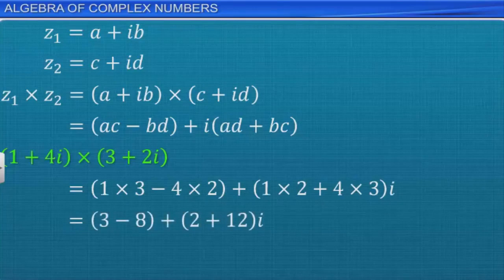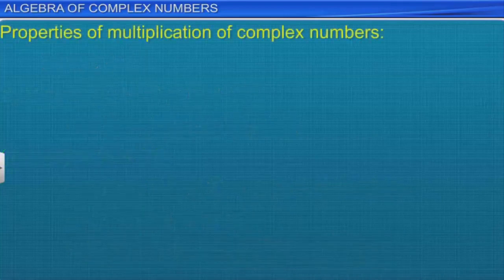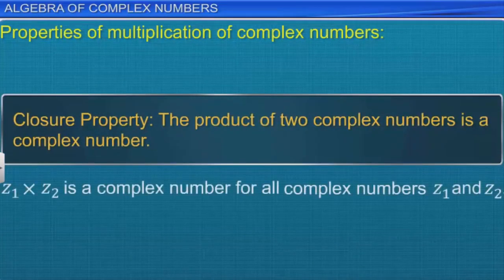On multiplication, we get minus 5 plus 14i. The product is also a complex number. Let's look at the properties of complex numbers under multiplication. On multiplying two complex numbers, the product is also a complex number. This means that complex numbers are closed under multiplication.